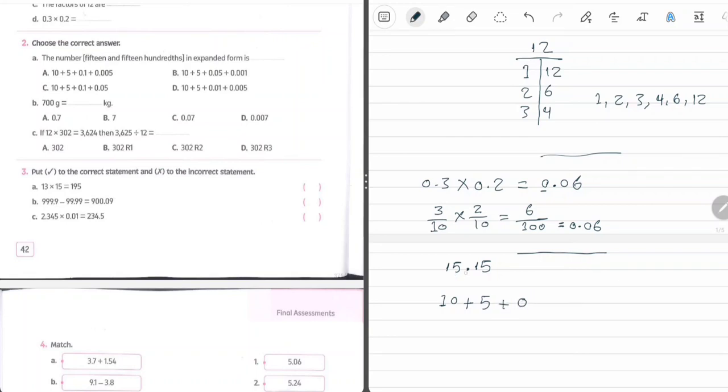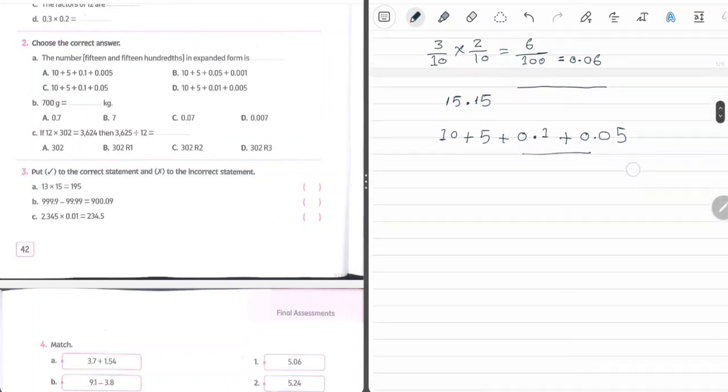Okay, it's 0 point. Mention the first one, it will be 1/10. Plus 0 point. Replace this one by 0, and it will be 5. So your choice will be number C.